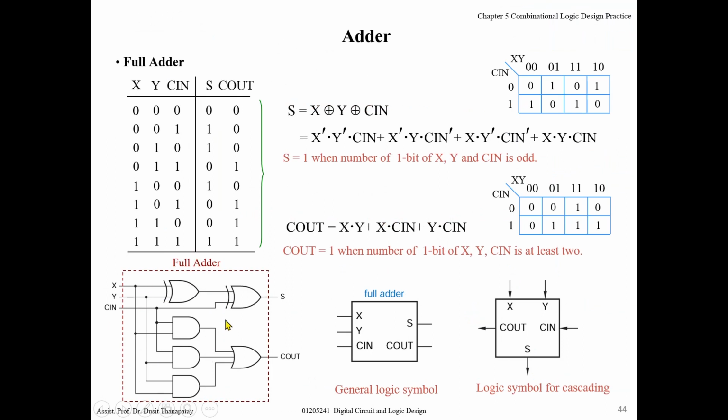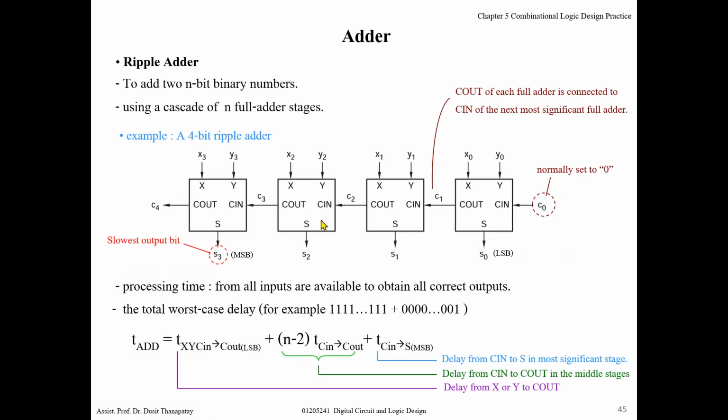If you want to add multiple bits, you may connect something like this, namely, you connect this carry out to the carry in of the next digit, and this carry out connects to the carry in of the next digit, and this carry out connects to the next carry in. Okay, this kind is called a ripple adder. This output goes to the next input, this output goes to the next input, and so on.